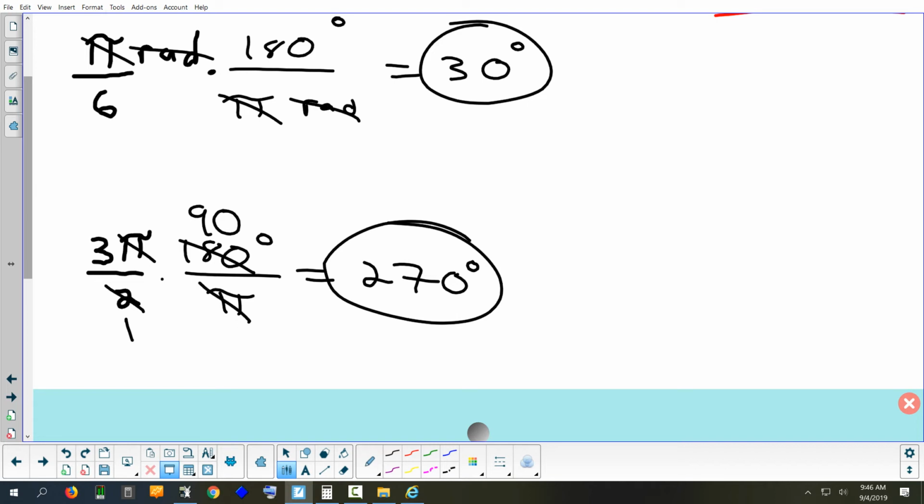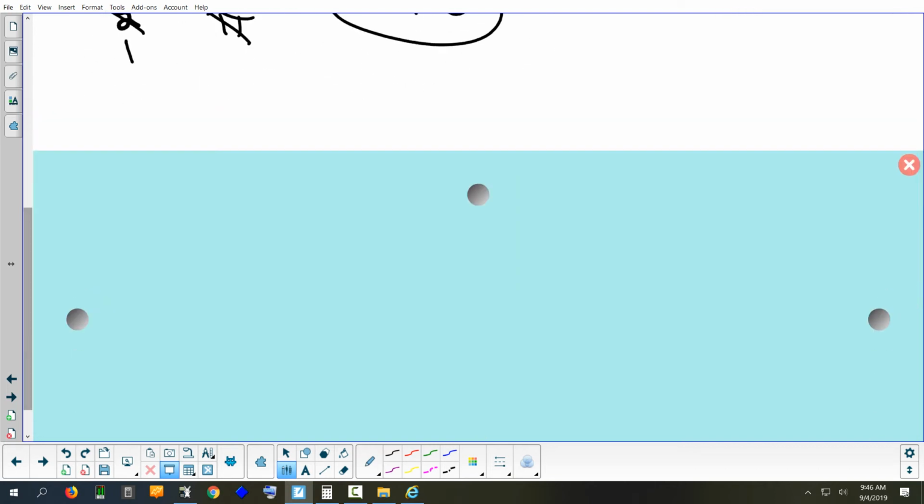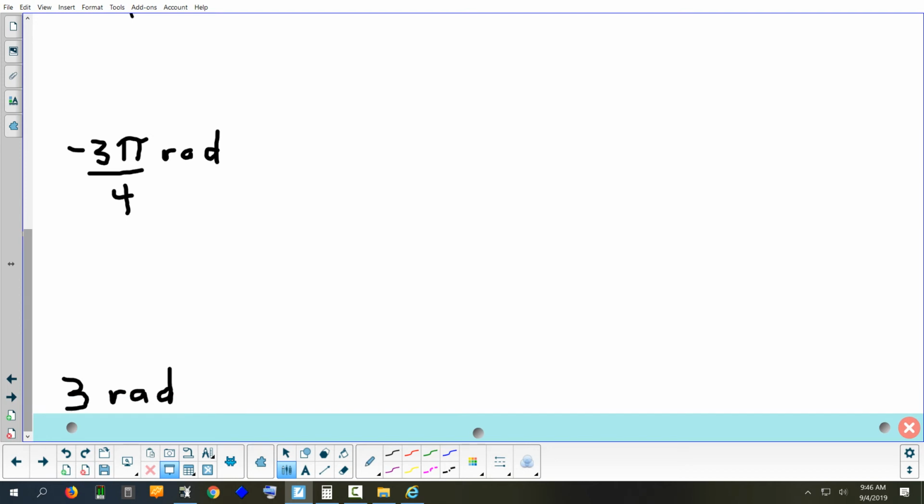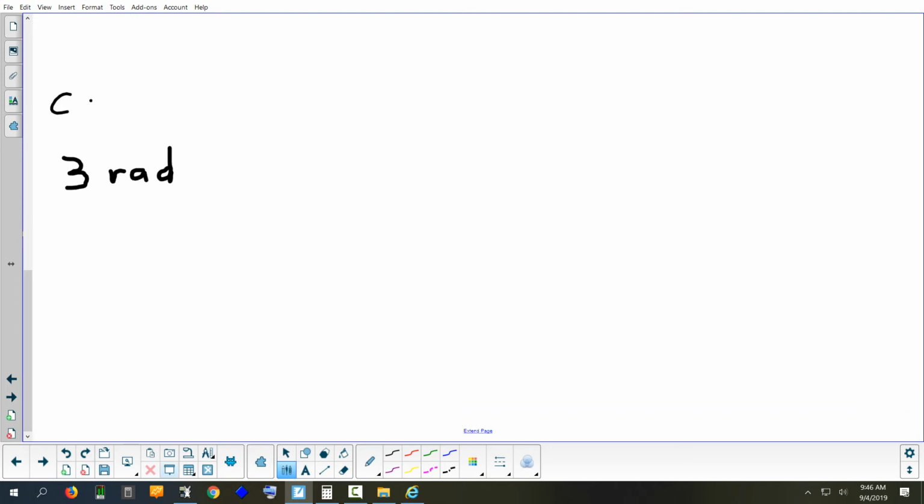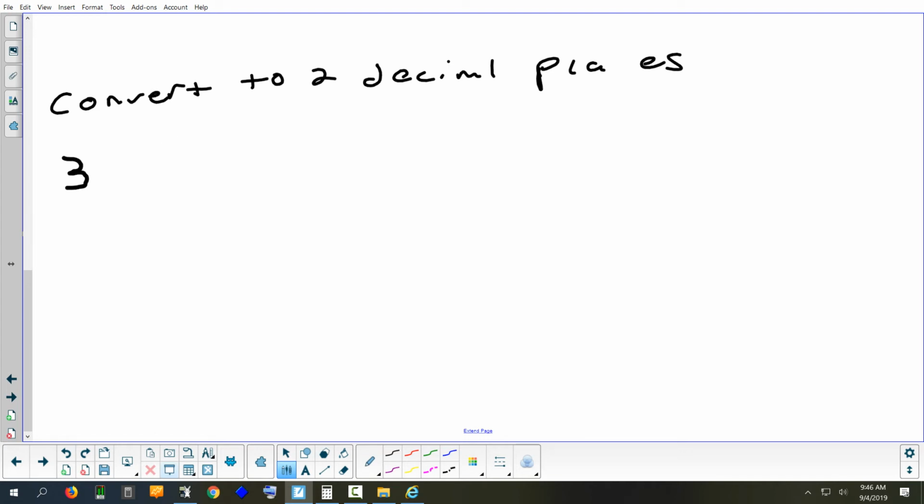Okay, and let's finish up with one where we round. I'm going to skip that one. Let's do this one. And the directions here are convert to 2 decimal places. And it just says 3. Okay, so it's 3 radians. So I think, okay, I want to get rid of radians, goes in the bottom. Anytime you want to get rid of radians, put it in the bottom. Okay, and let's see what we get.